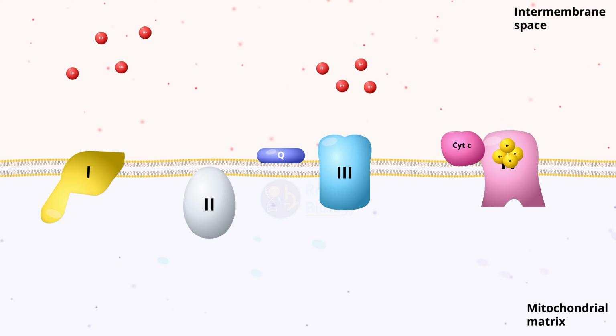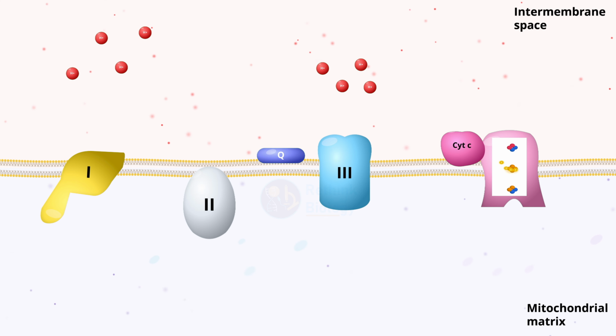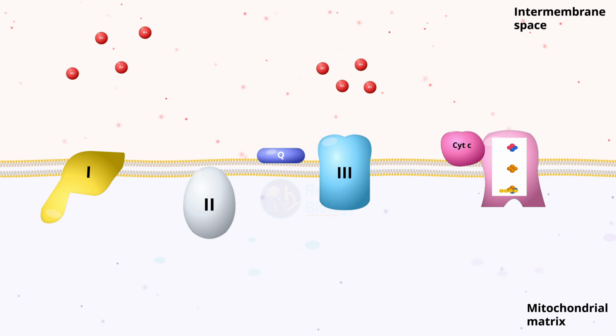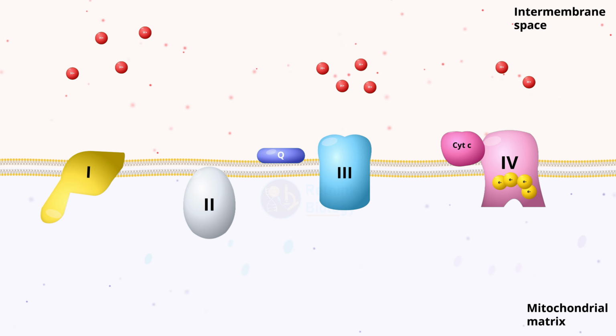Complex 4 is the last stop on the electron highway. The electrons pass through copper and iron centers inside complex 4. This powers one final pumping action. Complex 4 pumps 2 more protons into the intermembrane space.